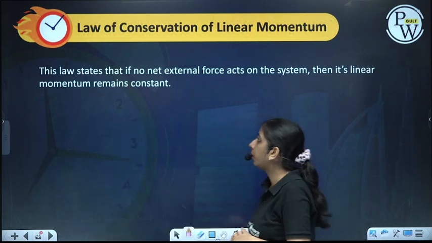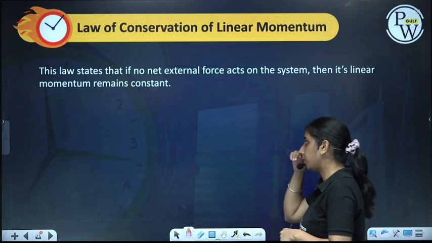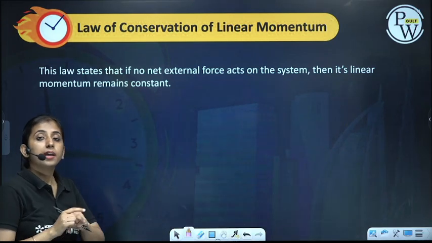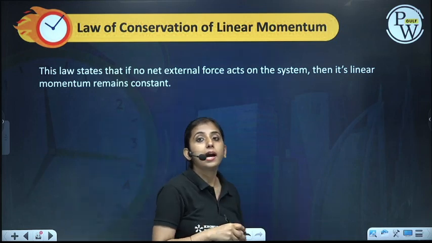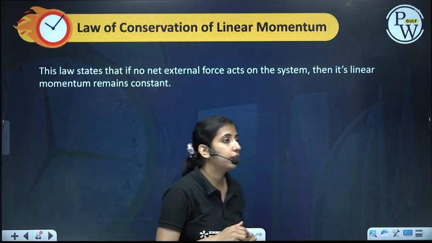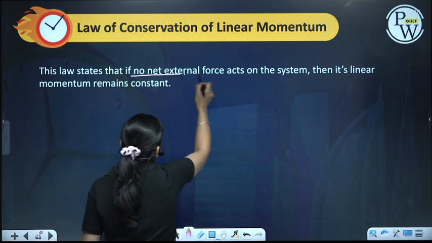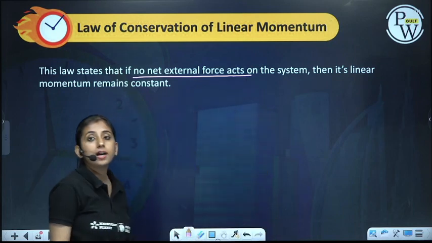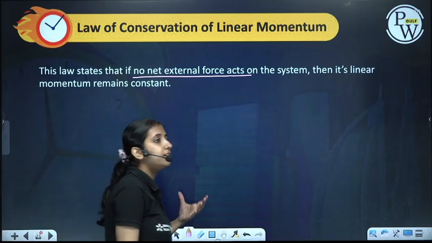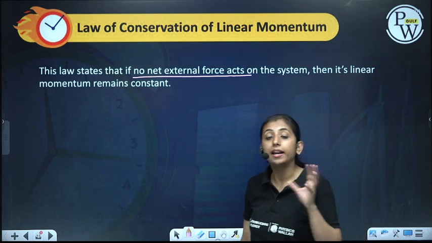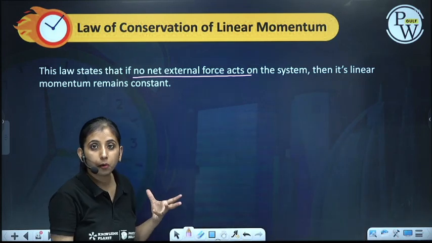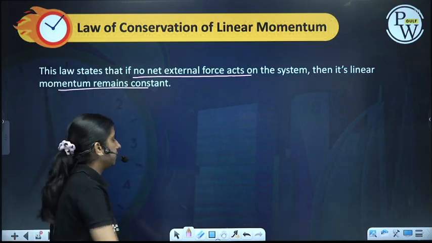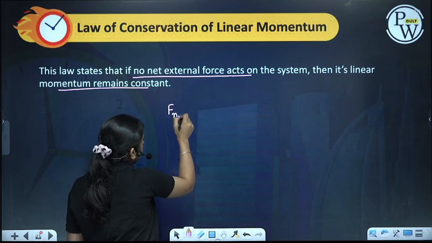Now let's move forward to the law of conservation of linear momentum. So what does the law of conservation of linear momentum say? If no net external force acts on the system, whether we have a system of bodies or a particular body, and the net force acting on the body or system of particles is 0, then its linear momentum remains constant.